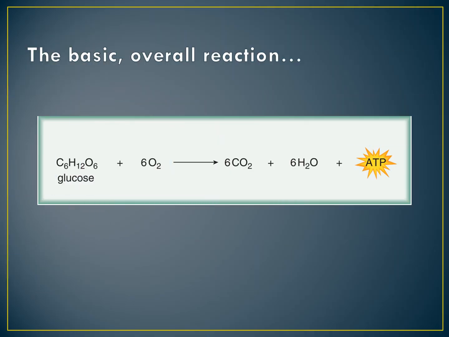This is the basic overall reaction for respiration, which we just said is the reverse or complementary reaction to photosynthesis. So in respiration, you're taking 1 molecule of glucose plus 6 oxygen molecules, and you are creating 6 carbon dioxide molecules, 6 water molecules, and ATP. So again, this reaction is what we call the balanced reaction for respiration.